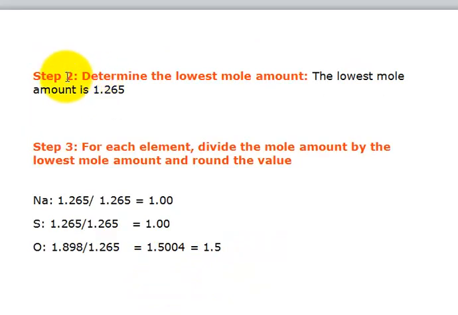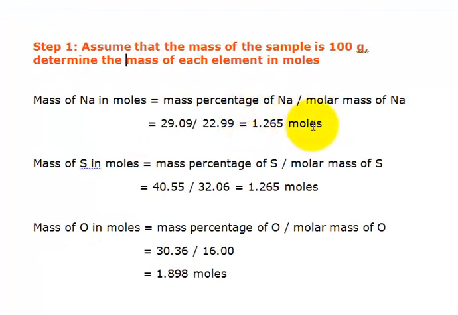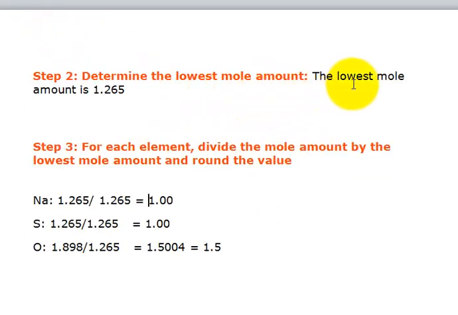Now step 2. Determine the lowest mole amount. We can determine the lowest mole amount by looking at the mole amounts in step 1. The mole amounts are 1.265, 1.265, and 1.898. So the lowest mole amount is 1.265.